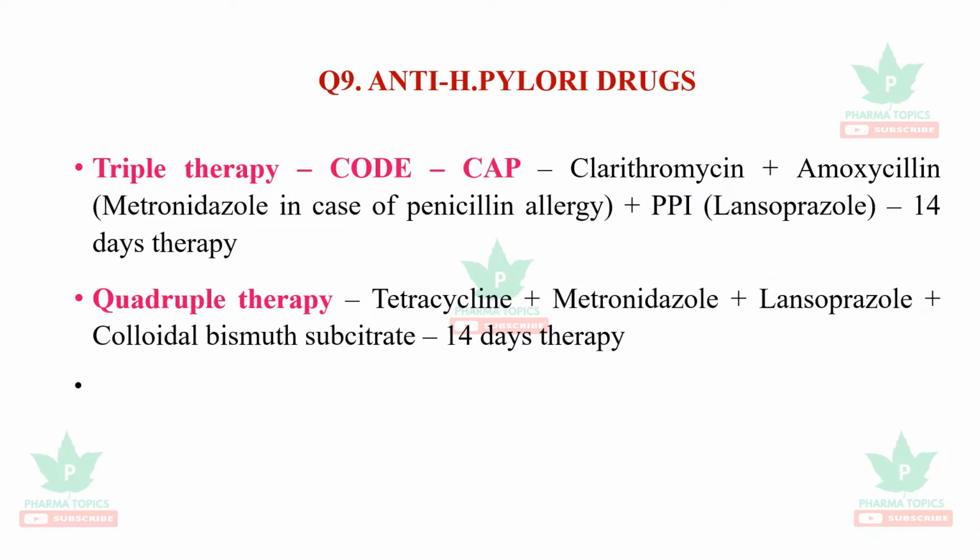Question number 9. They may ask a very short note on anti-H. pylori drugs. There are two regimens. One is triple therapy. You can remember it with the code name CAP: clarithromycin, amoxicillin. If amoxicillin cannot be given in case of penicillin allergy, metronidazole can be given with proton pump inhibitors, especially lansoprazole, for 2 weeks. Quadruple therapy: it is tetracycline, metronidazole, lansoprazole, and colloidal bismuth subcitrate for 2 weeks.